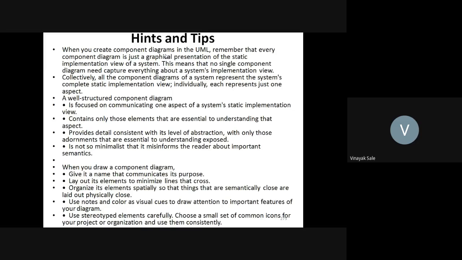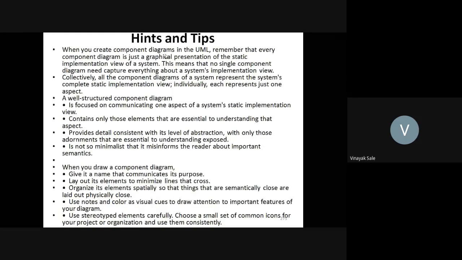So, a well-structured component diagram is focused on communicating one aspect of a system's static implementation view. A well-structured component diagram contains only those elements that are essential to understanding that aspect. A well-structured component diagram provides details consistent with its level of abstraction, with only those adornments that are essential to understanding exposed. A well-structured component diagram is not so minimalist that it misinforms the reader about the important semantics.